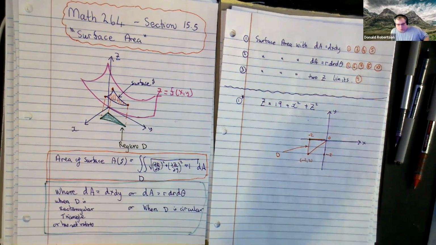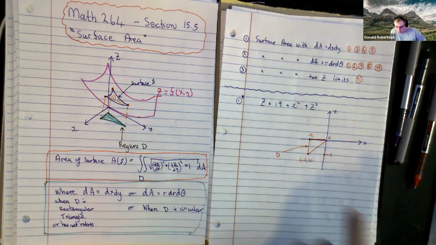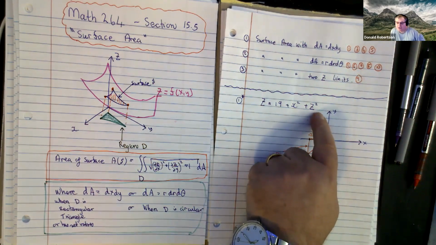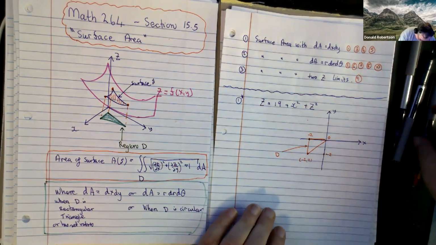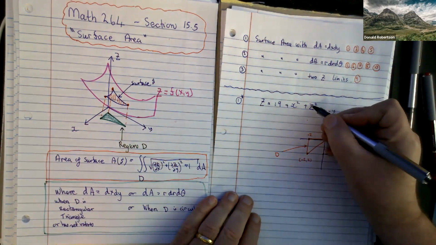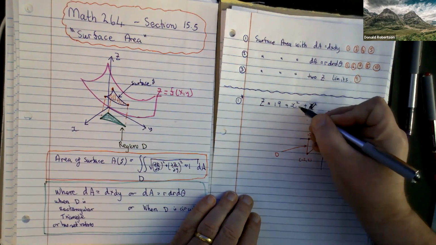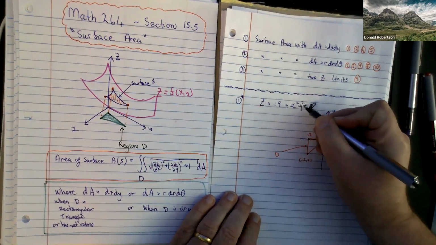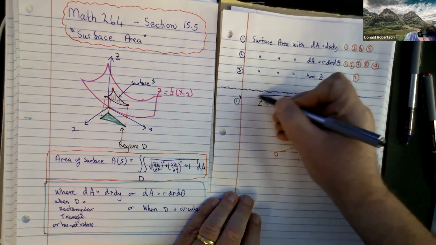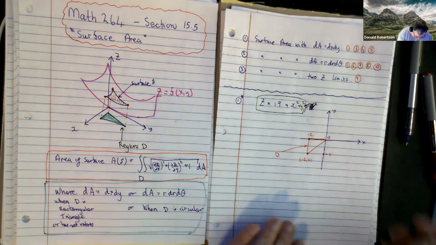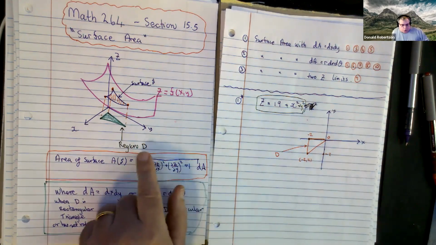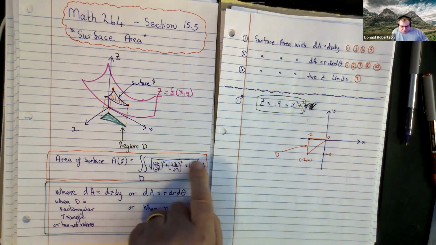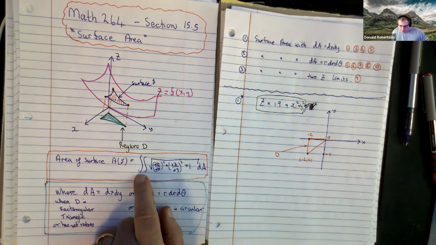Okay, so in that question that's now disappeared, the important information is essentially the equation of the surface, which is x squared plus y squared, there it is there, and the region D. So what we're going to be able to do is find this ugly square root and the limits of integration.